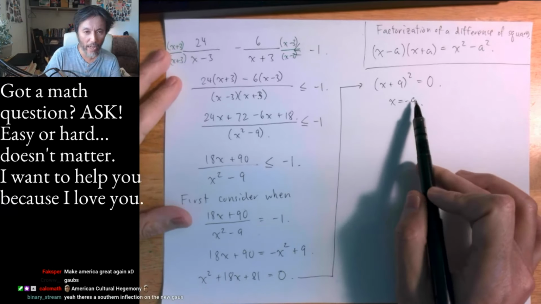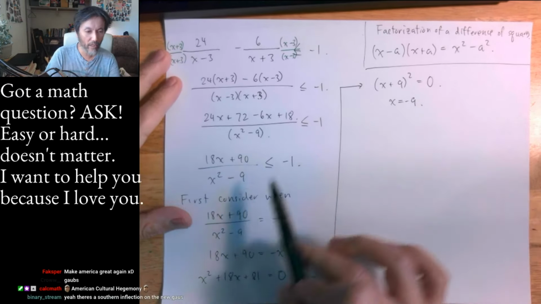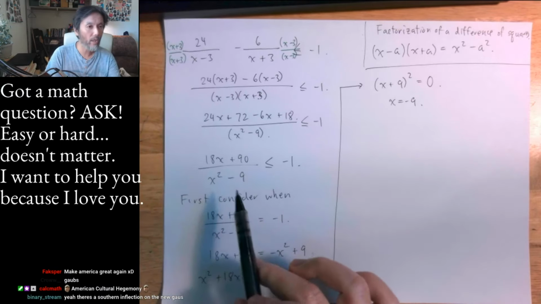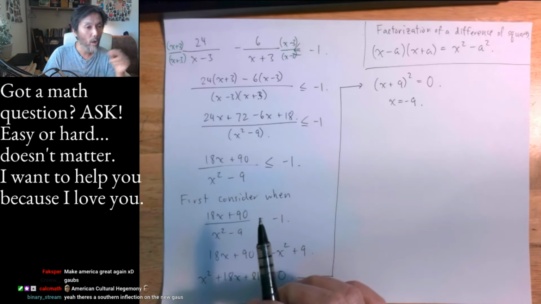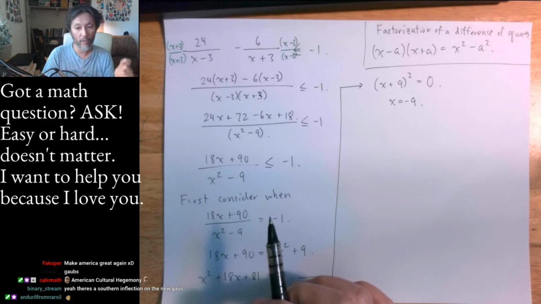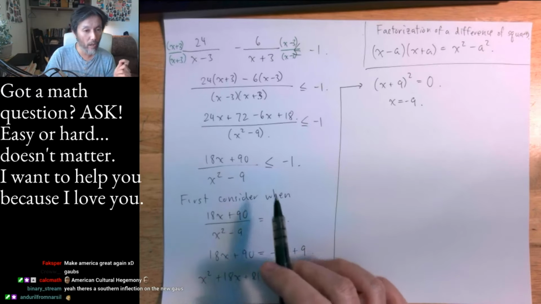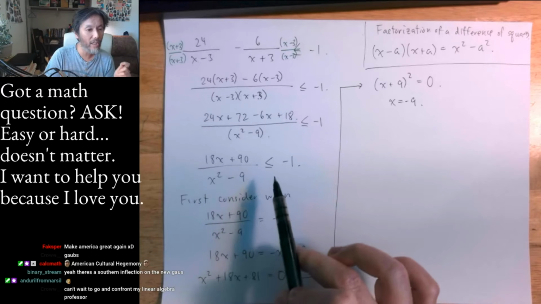All right, so anyway, returning to the problem. When x is equal to -9, we see that this expression is equal to -1. But again, we're not concerned with that necessarily. What we're concerned with are those values of x which make this expression here less than or equal to -1.